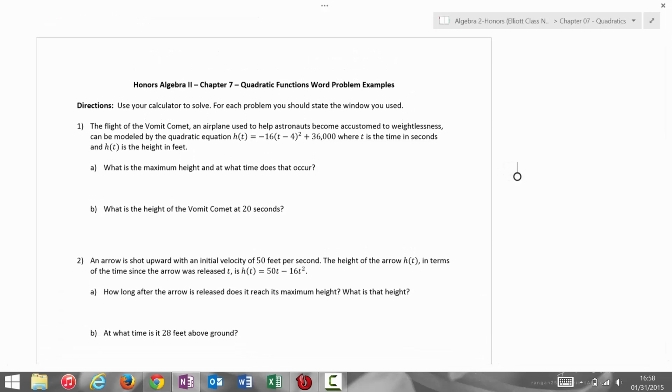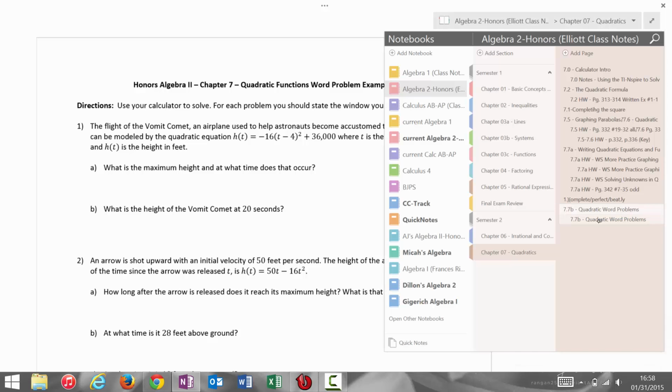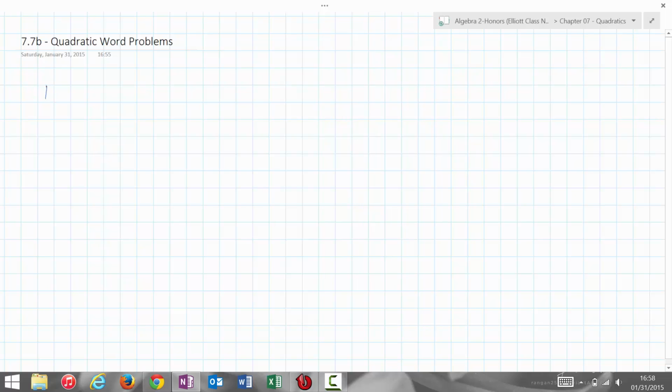Again, you're not going to have this sheet. If you do print it out, great. If not, we're just going to take some notes off to the side. So I'm going to open up a blank note page just how I'd want. Number one. Again, I have this right by my side. You guys should too. Flight of the Vomit Comet.